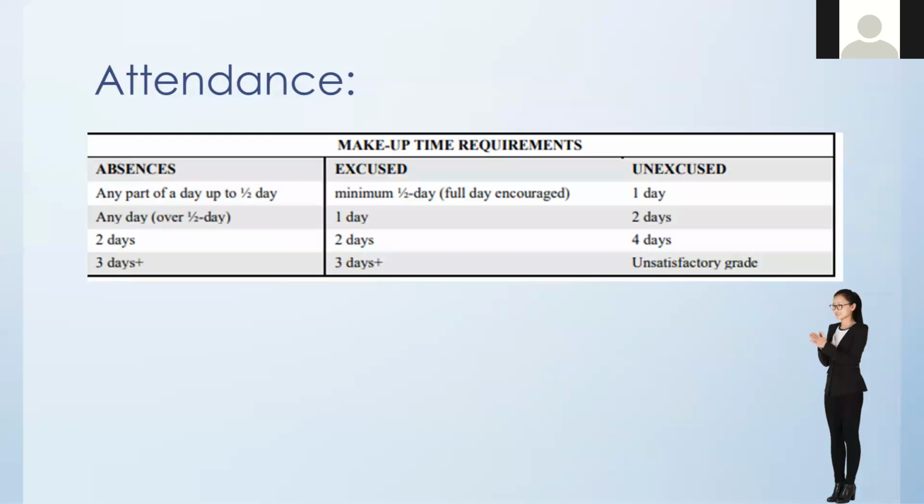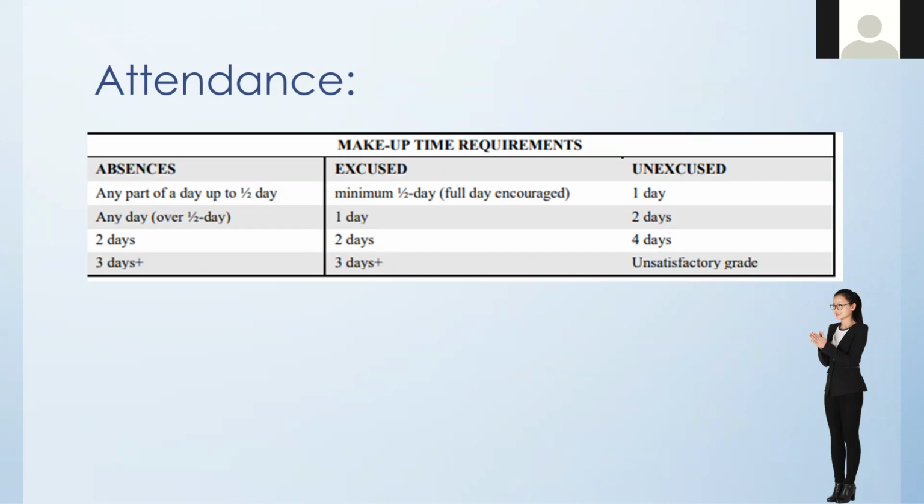Let's go over attendance. Absences have to be made up, any part of a day up to a half a day. So if they leave early, they really need to make up a half a day to make up for that credit. So if it's an excused absence, if they're sick, if they're going to a job interview, they get 1 excused day for a job interview, then they have to make sure that they make up that day so that their total equals 70.